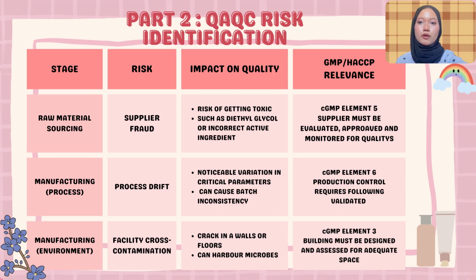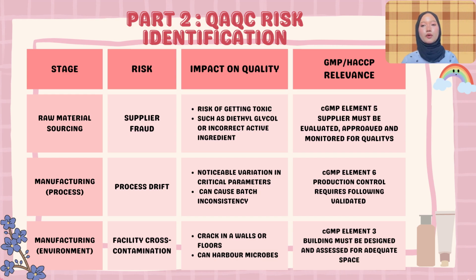So what is the impact on product quality? This may cause noticeable variation in critical parameters, inconsistency between batches, and unstable product quality. For example, one lipstick batch may be too soft, while another batch may be too hard or uneven in color. This can affect product performance and customer satisfaction.